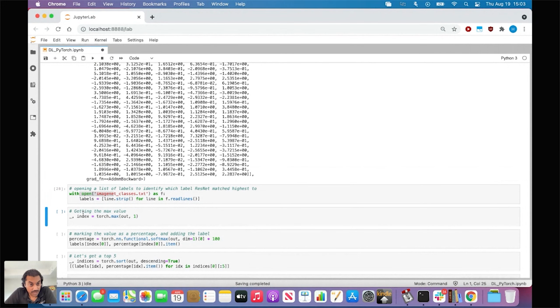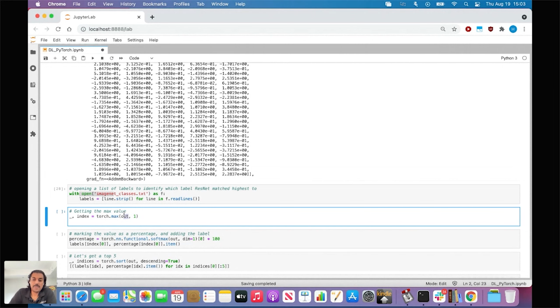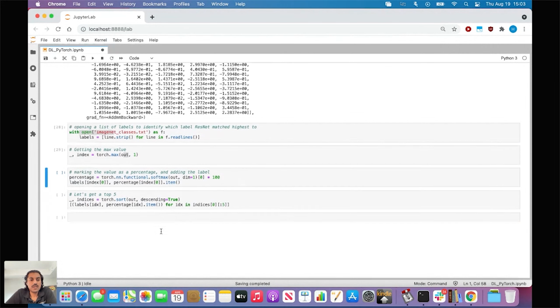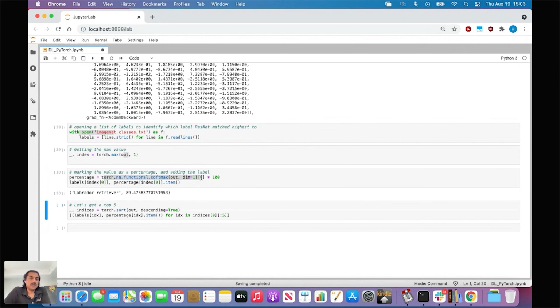Here, we're getting the max value from our output. And so what we want to do then is basically take that max value and convert it to a percentage. I don't want to get too much into the weeds of what's happening here, but really what I want to point out to you is that when you run this code, we get this. So it looks like the computer is suggesting with 89.4% accuracy, hey, I think this is a Labrador Retriever.